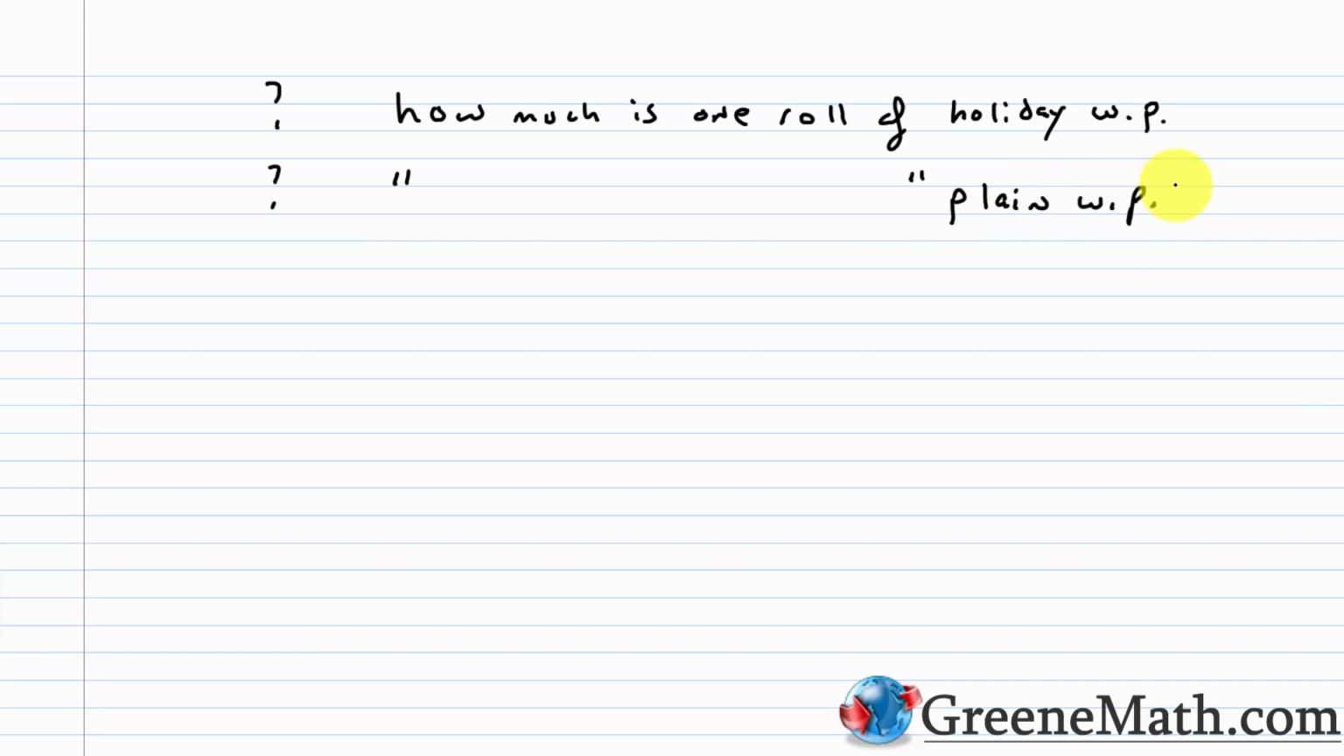For the next step, we want to assign a variable to represent each unknown. We don't know how much 1 roll of holiday wrapping paper is. I'm just going to put W.P. for wrapping paper. We also don't know how much 1 roll of plain wrapping paper is, so plain and then W.P., just to abbreviate a little bit. Let's assign a variable to each one, and let's just use X and Y because those are the most common. Let X equal the cost, or you could say sale price, of 1 roll of plain wrapping paper. I'm going to put W.P. with periods for abbreviation.